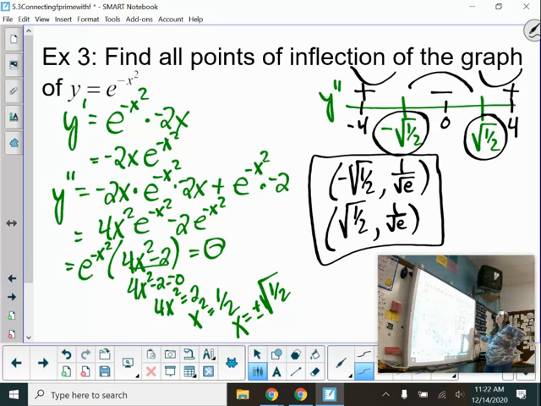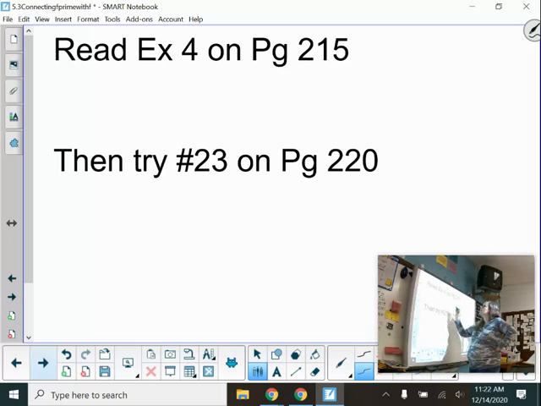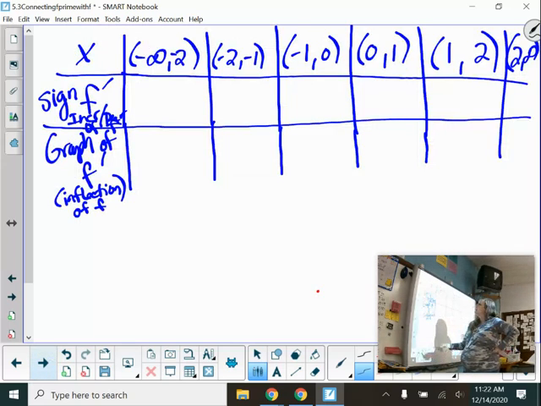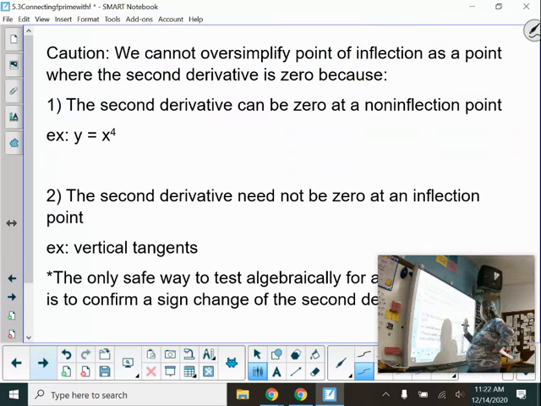There's one more example that we're going to look at, and we're actually going to skip the next little part of this. So I do want you to read example 4 on page 215. If you want to try number 23, you can. Normally I would go through this as a class, but we're not going to be doing that today. That's a chart that goes through some of the intervals with what's going on in number 23. And so I want to talk about this, and this is going to wrap up our video for the first part.